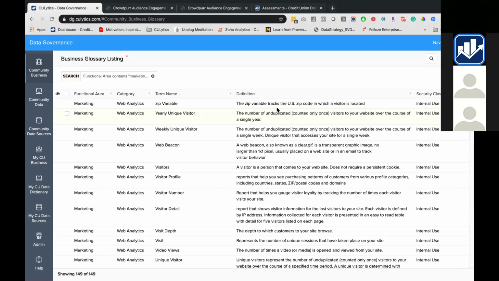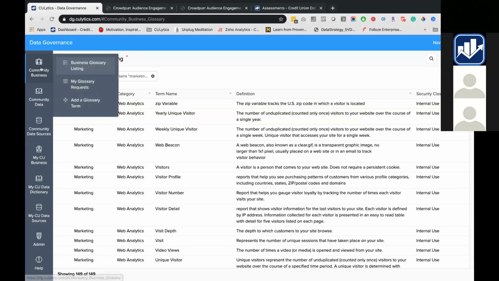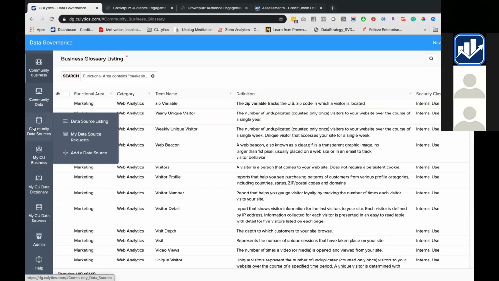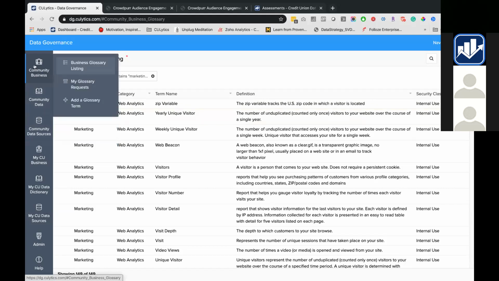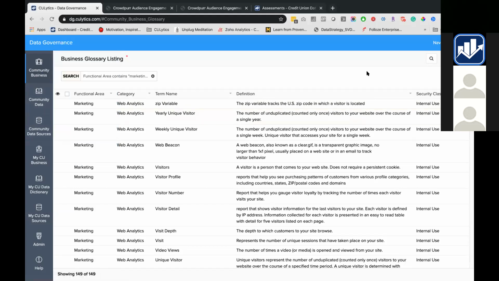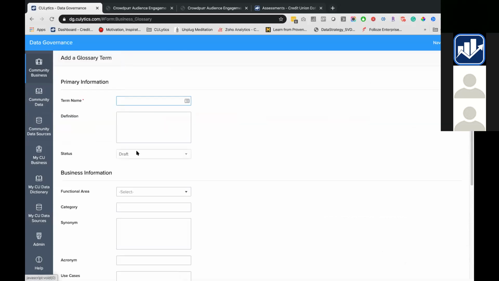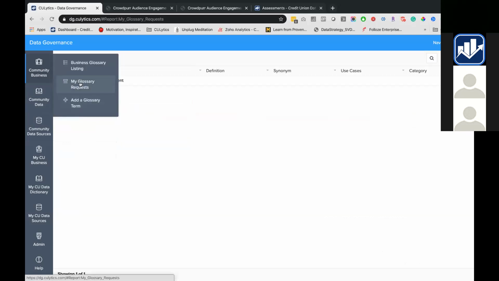Wonderful. Thank you, Mike. So here is the community business glossary listing, here is the data dictionary listing, and the data source listing. Right now I'm logged in as a general user, not as an admin. I can look at adding a new glossary term, and when I try to add one, the status is defaulted to draft and I cannot change it. I can look at the previously added terms.